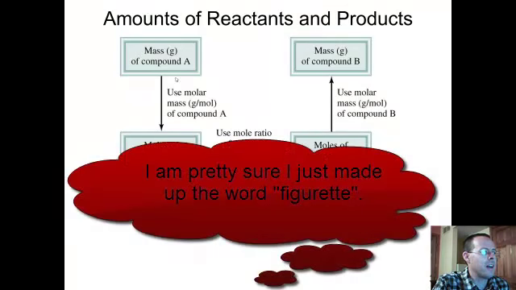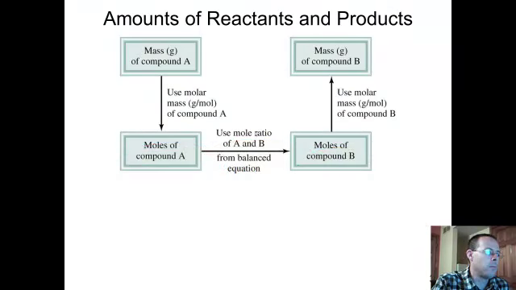If we're given mass of a compound, we're going to convert it using molar mass to moles of compound. And then to go from one thing to moles of another thing, we use the mole ratio.